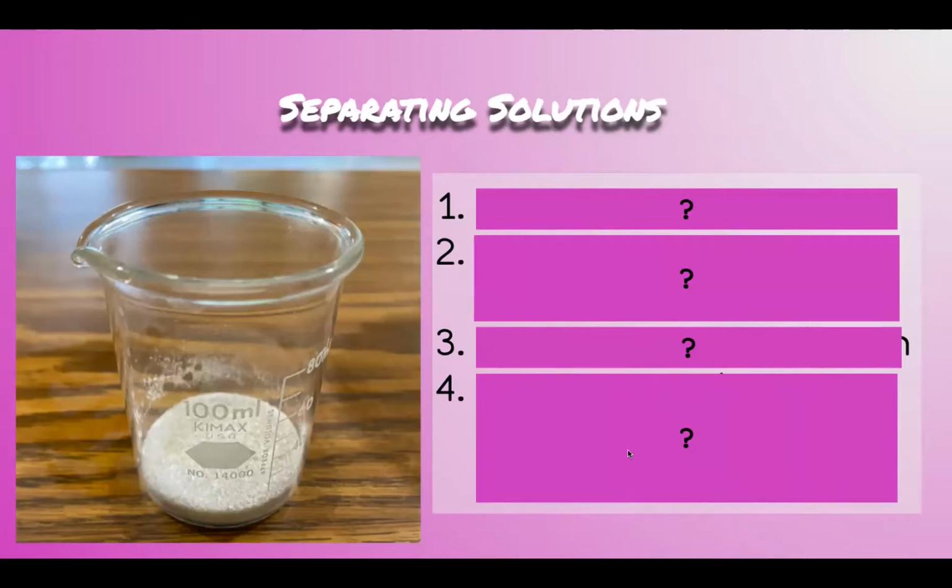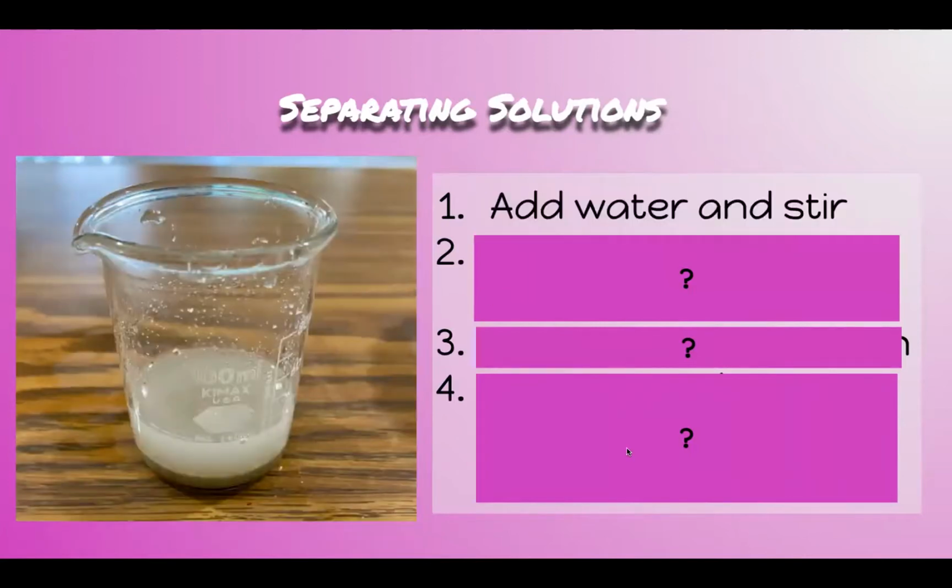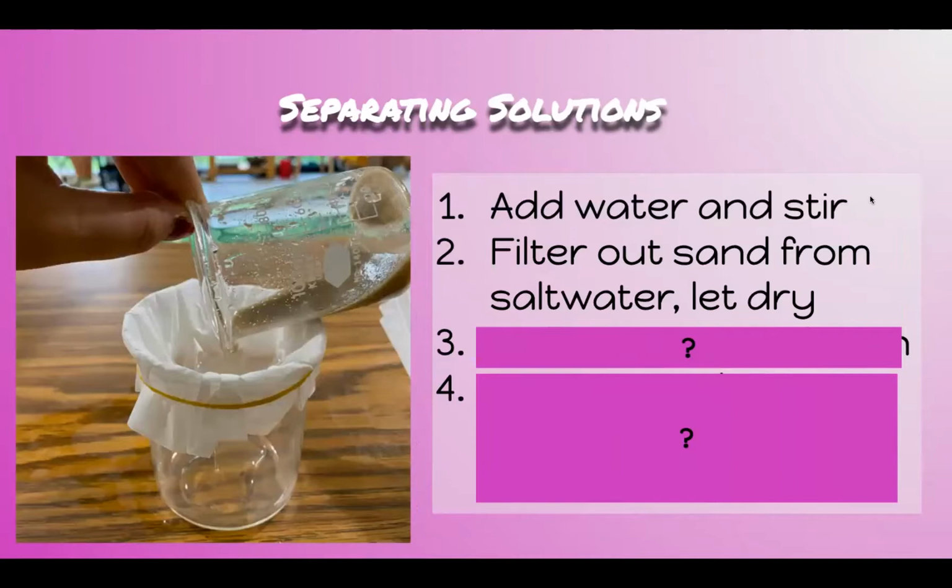So the first step into separating the salt and sand would be to add water and stir. This creates a solution with the water and the salt. They combine, but sand does not dissolve in water. So the sand is left at the bottom. So how do you remove the sand next? You filter out the sand using that coffee filter, and the salt water will go right through. The sand will be trapped in the filter, and you let it dry.